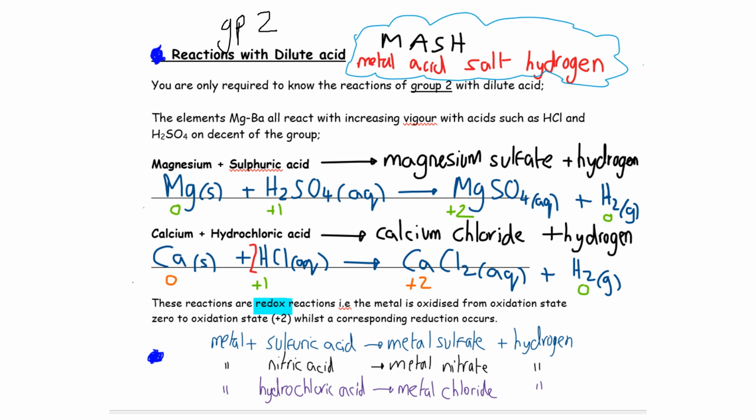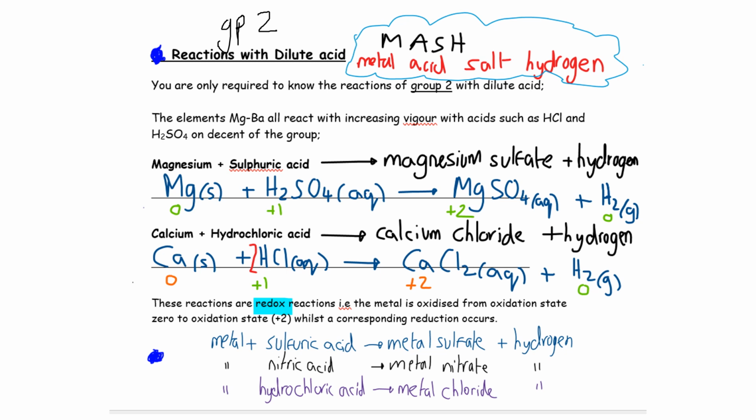So calcium will react more vigorously than magnesium, for instance. And then I've included a couple of examples here. So magnesium reacting with sulfuric acid to form magnesium sulfate and hydrogen. It's worth noting that the choice of acid will dictate which salt you produce. So if you have sulfuric acid, you form the metal sulfate. If you use nitric acid, you form the metal nitrate. And if you use hydrochloric acid, you form the metal chloride.